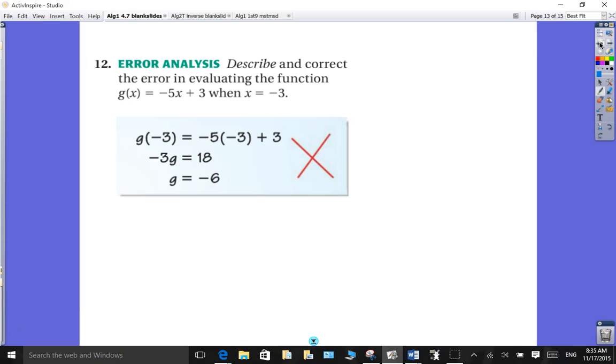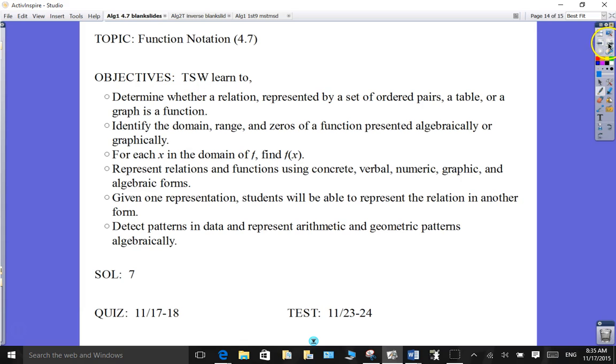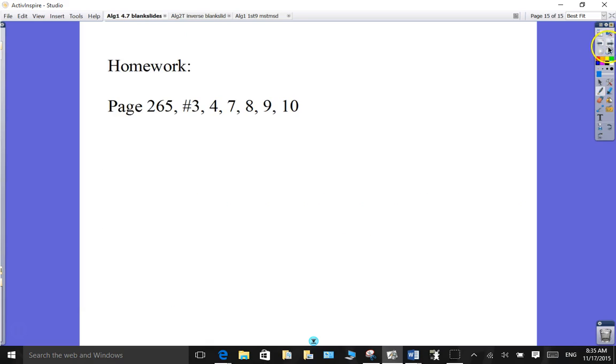So let's see. How many pages of homework tonight? So here's, we've done most of the stuff here. Okay, we've done most of this here. But here's the one. Second bullet there. Identify domain, range, and zeros. That's what they mean by zeros. It's x-intercepts. It's the value of x that makes f of x equals 0. There's your homework.